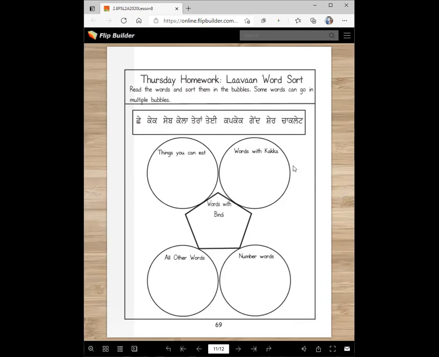1, 2, 3, 4, 5, 6, 7, 8, 9, 10. Okay. Oh, well. Words with kaka. Which words have kaka in them? Here, many kakas, right? Many kakas. Here is kaka. So all those words go. Words with a bindi. How many words have bindi? Just one. And this one, two words. They go here. All other words that you haven't used. Maybe che will go here. Oh, che will go here. And tera and te will go here. What other? Maybe share. Share will go here. You haven't used share yet, right?